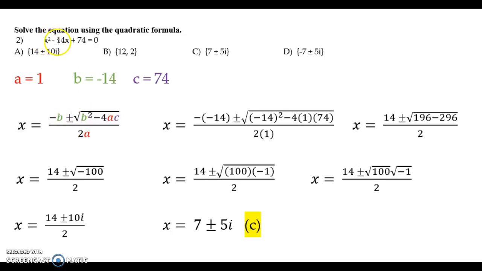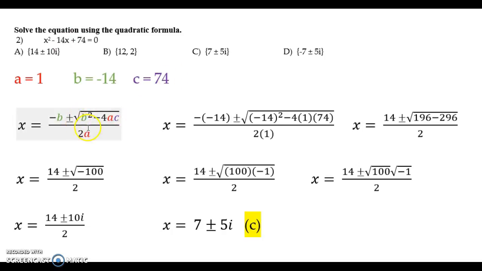So for a quadratic equation, you need to identify a, b, and c. A is the number in front of x squared. Here it's the number 1. We don't write it when it's a 1, but it's the number 1 there. B is the number in front of x, so it's a -14, and c is the value at the end without an x next to it, so 74.